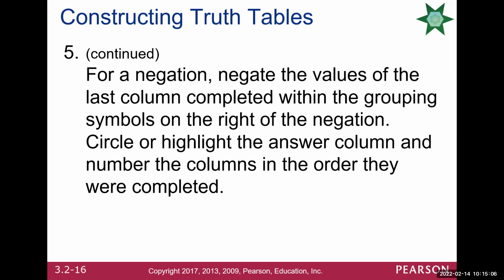Now, lastly, for a negation, we'll negate the values of the last column completed within the grouping symbols. Now we will circle or highlight the answer column and number the columns in the order they were completed. I recommend, you don't have to obviously, but I recommend having a handful of pencils or maybe erasable highlighters, colored pencils, something that will help you differentiate between the different columns that we're working on, and something that will allow you to circle or highlight that this is your answer column.